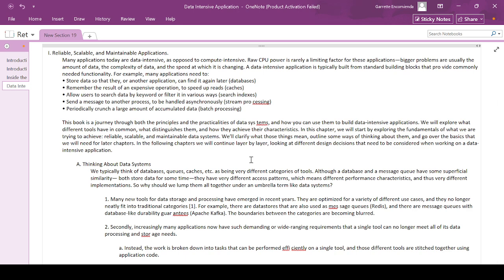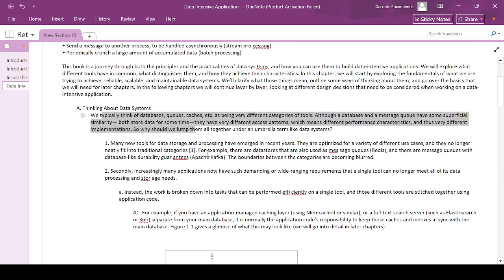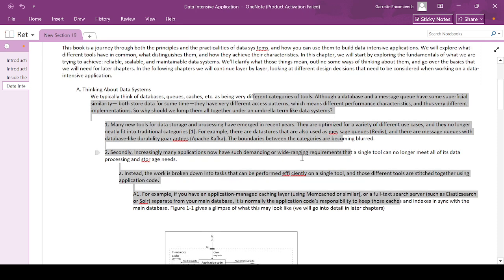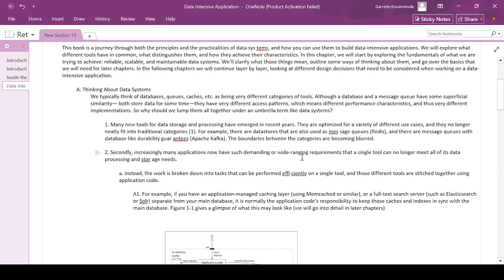Thinking about data systems, we typically think of databases, queues, caches, etc. as being very different categories of tools. Although a database and a message queue have some superficial similarity, both store data for some time, they have very different access patterns, which means different performance characteristics, and thus very different implementations. So why should we lump them all together under an umbrella term like data systems?